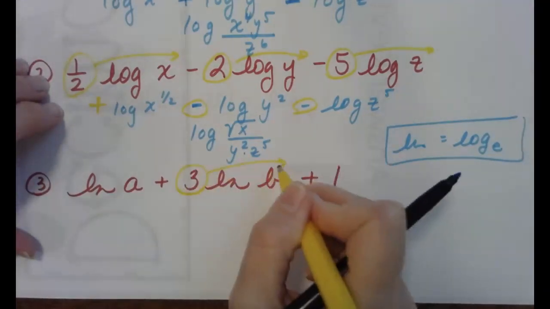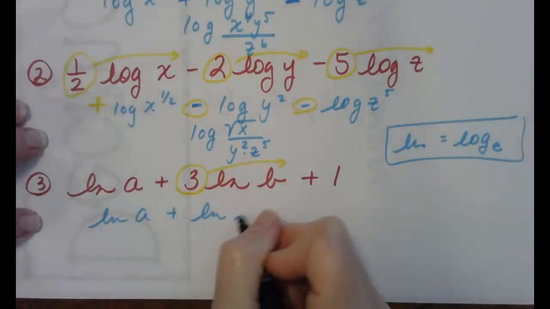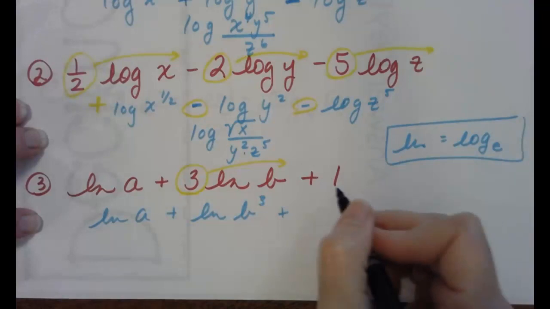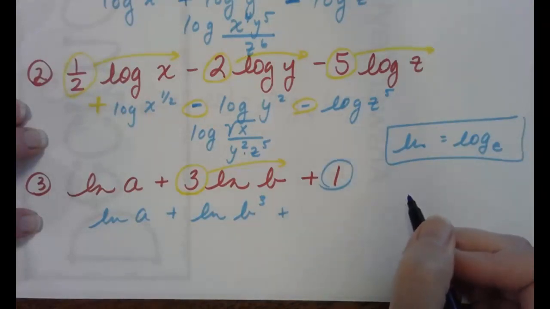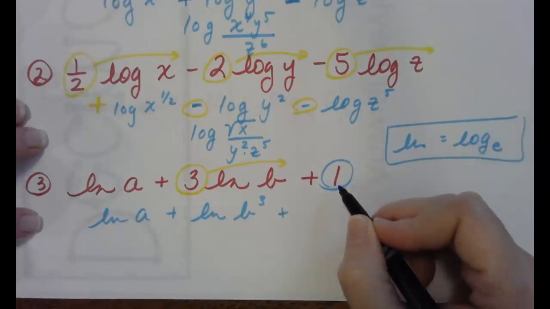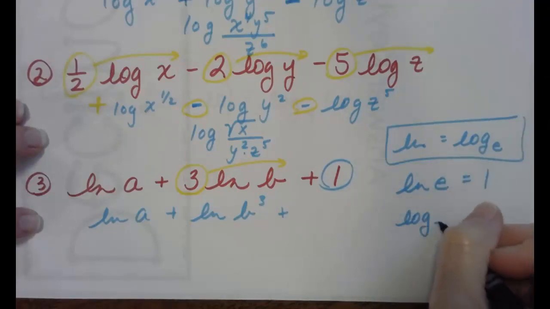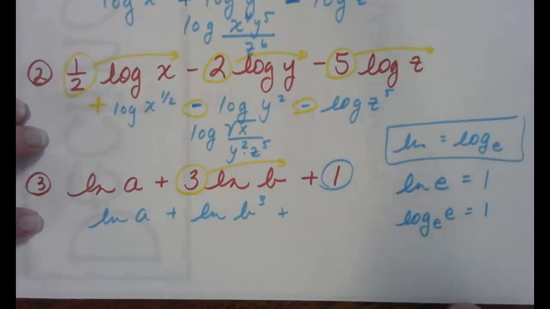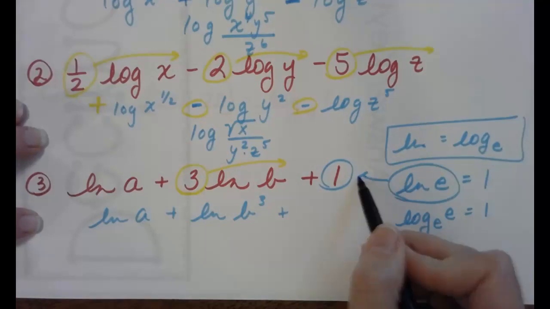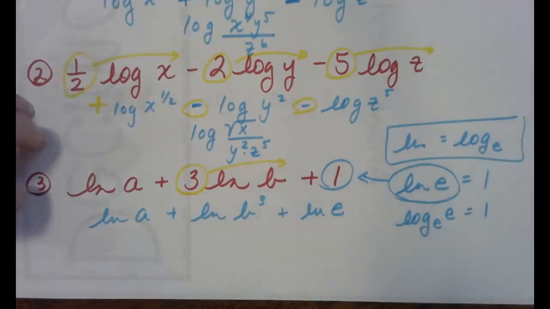First thing I'm going to do, though, is Superman the 3 back to the b. So ln of a plus ln of b to the 3rd plus 1. Let's also deal with the 1 while we're here. So if ln is log base e, then what can we replace the whole number 1 with? Well, ln of e is 1 because log base e of e is 1. So I am going to replace with a substitution the whole number 1 with simply ln e.